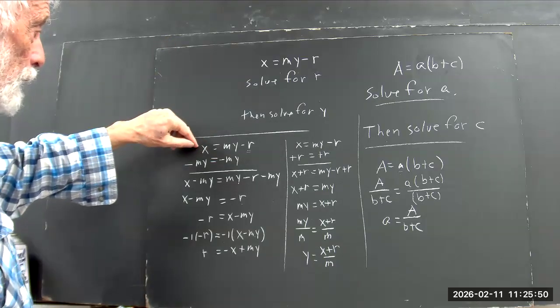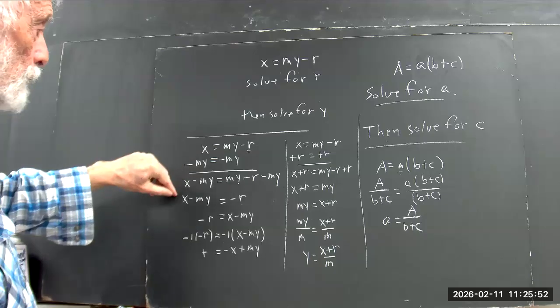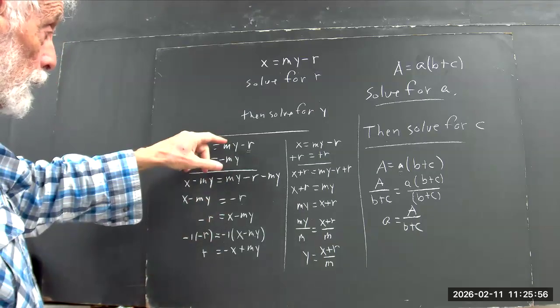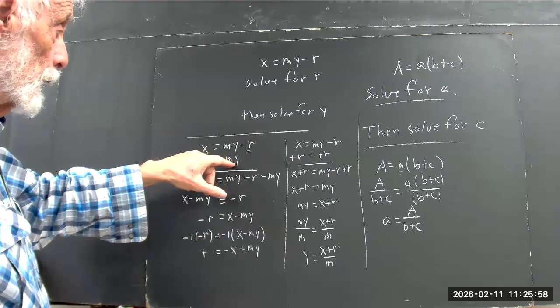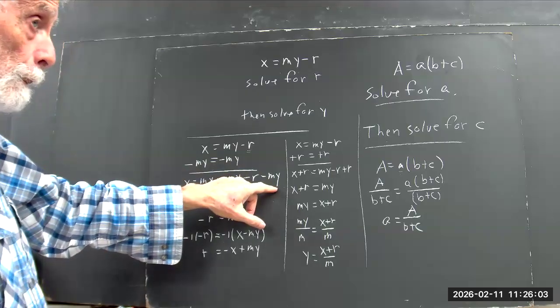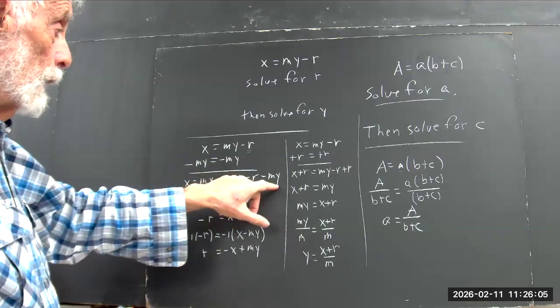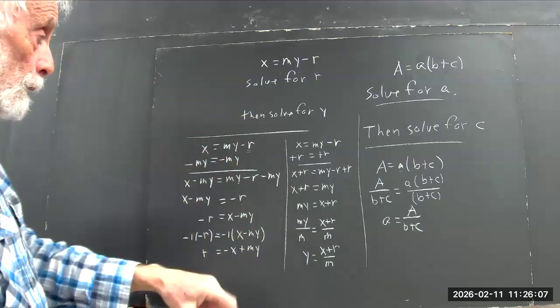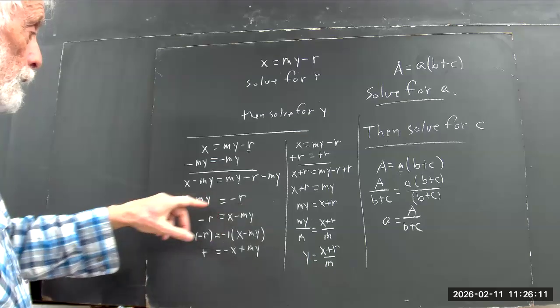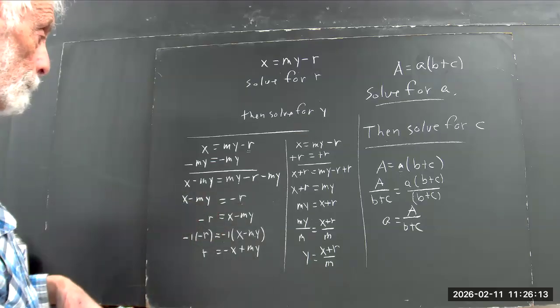On the left-hand side, we have x, and we're going to subtract my, so we get x minus my. On the right-hand side, we've got my minus r. When we subtract my, we get my minus r minus my. Well, the my minus my gives us 0, leaving us just negative r. So we have negative r equals x minus my.